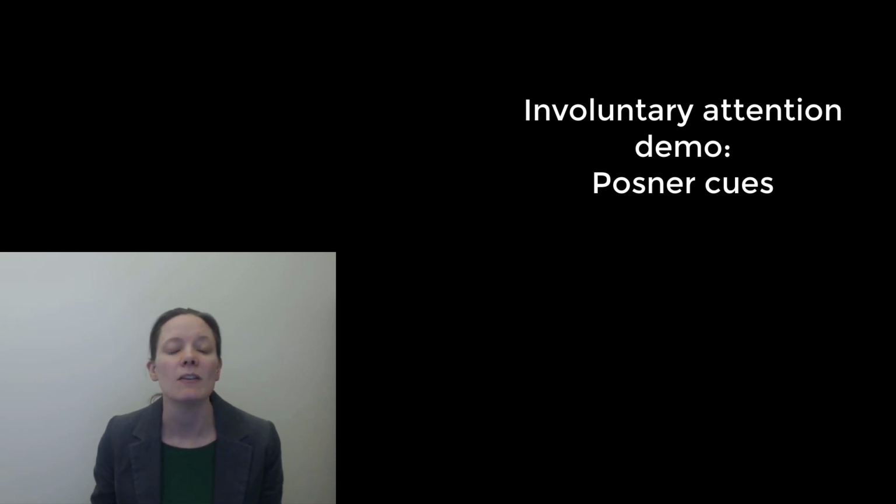This is an example of involuntary or exogenous attention. If a second stimulus appears at the same location as the Posner cue within a fraction of a second after the cue, your perception and ability to respond to this second stimulus will be enhanced because your attention is already directed to this location. Let's look at a demonstration.